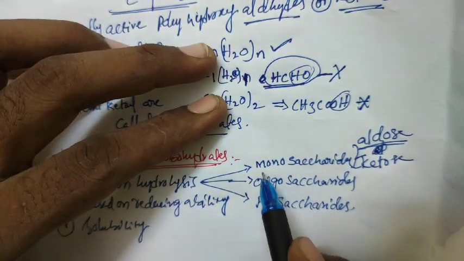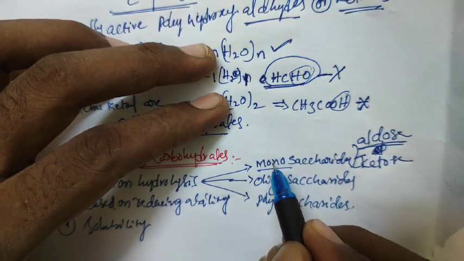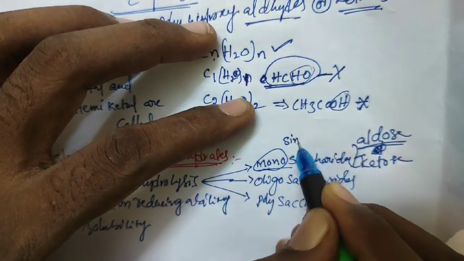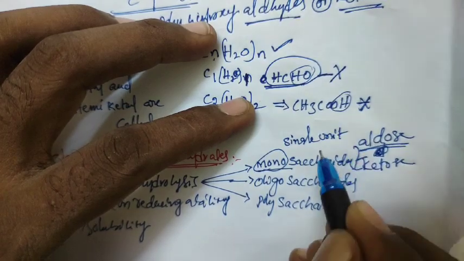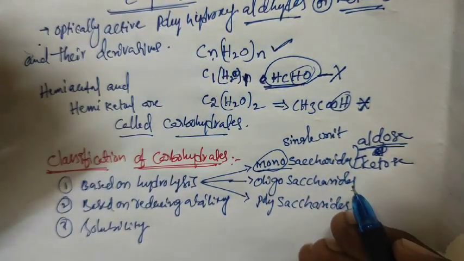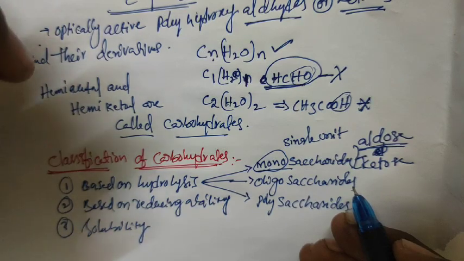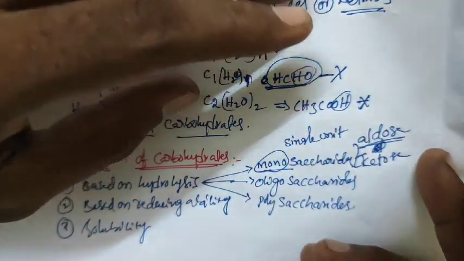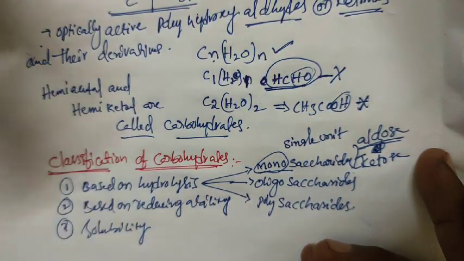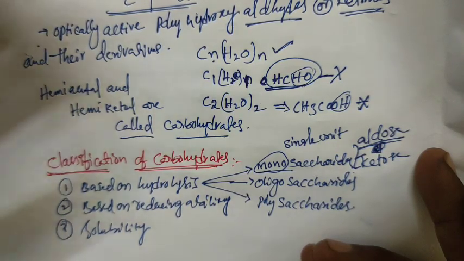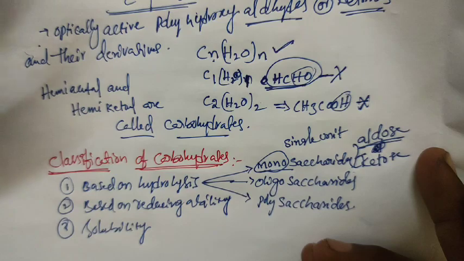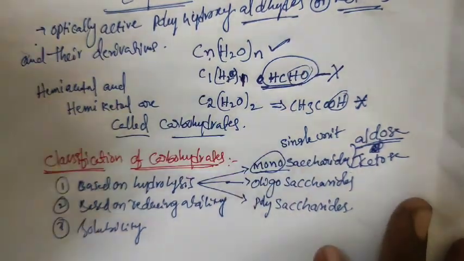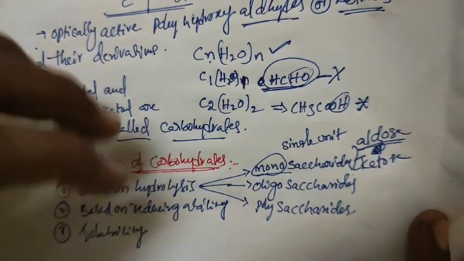First of all, a monosaccharide cannot be divided into further simpler units. Mono means single unit. It cannot be divided further when dissolved in water, it cannot be divided into simpler substances. That is called a monosaccharide. Monosaccharides come from polysaccharides, but what cannot be hydrolyzed to simpler compounds is called a monosaccharide.